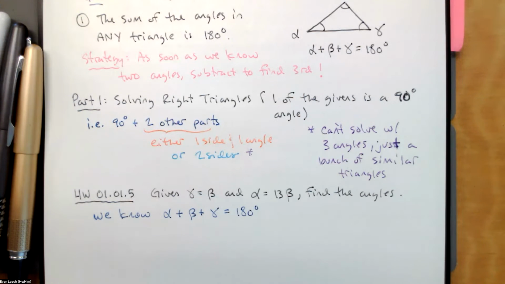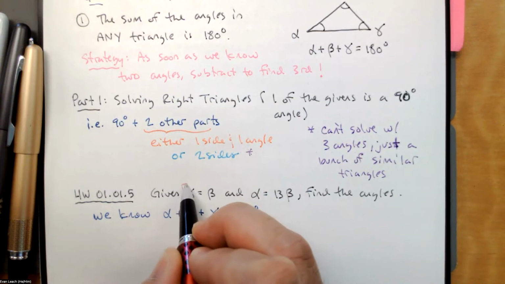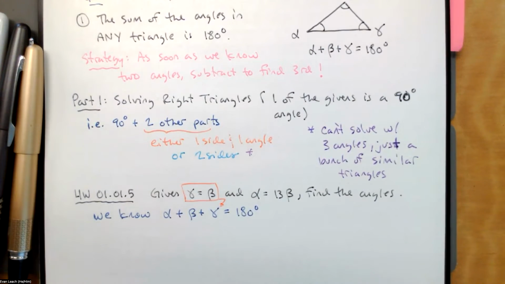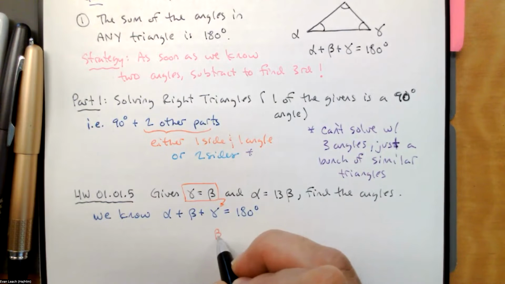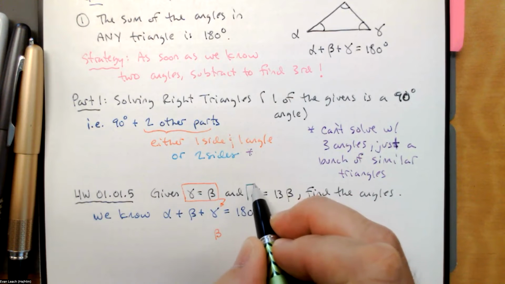The other information we have is that angle gamma is equal to angle beta, and angle alpha is 13 times angle beta. So I want to combine all this information to try to figure out what the angles are. Notice that the two additional pieces of information relate one of the angles to beta. So I'm going to take this piece of information that gamma is equal to beta, and I'm going to replace angle gamma with beta. This other piece of information says that alpha can be written as 13 beta.